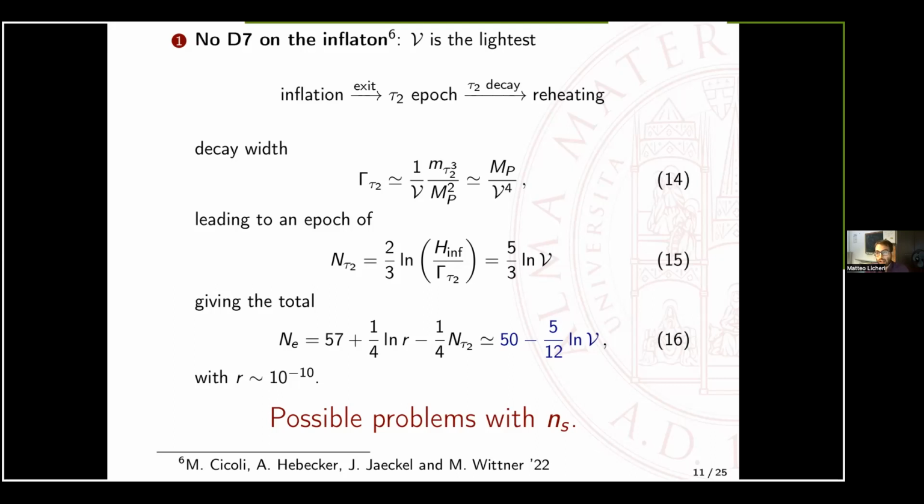So the volume mode will not play any role after the inflation ends. In fact, we will have only a matter-dominated epoch, after tau 2 decays, so the inflaton decays, we will have reheating. This decay width is given in equation 14, and is volume suppressed as volume to the 4, which leads to an epoch of matter domination given in equation 15, 5/3 the log of the volume, giving the total number of foldings for inflation in equation 16. So we have 50 minus 5/12 log of V, where we are assuming that the tensor to scalar ratio is around 10 to the minus 10, as in usual blow-up models. So this will give us a problem with the number of foldings.